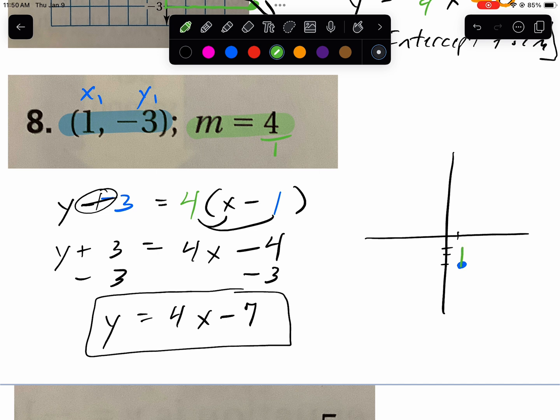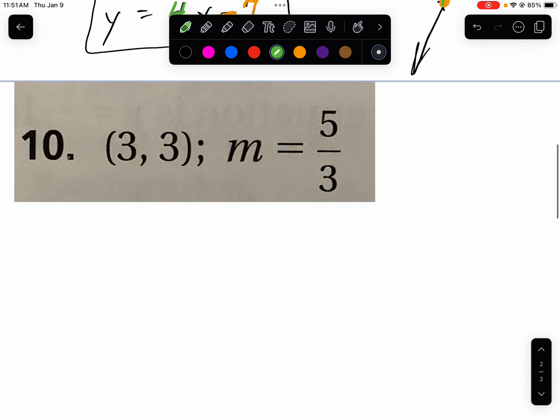So up 1, 2, 3, 4, right 1 would be right about there. So roughly that would be the graph. And from mx plus b, I have a b that is negative 7. 4, 5, 6, 7. That seems to match up pretty good. And then I would go up 4, right 1, and there you have it. Everything ties together again there. Slope-intercept from point-slope form.